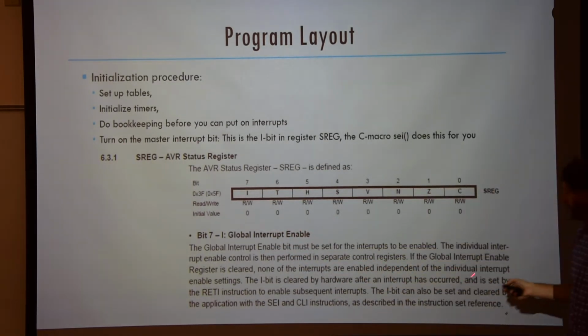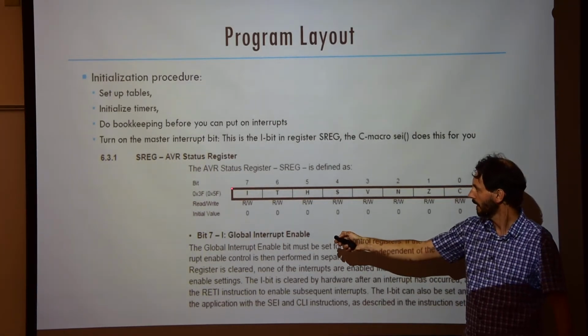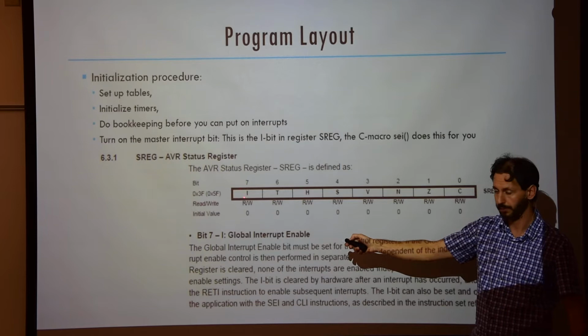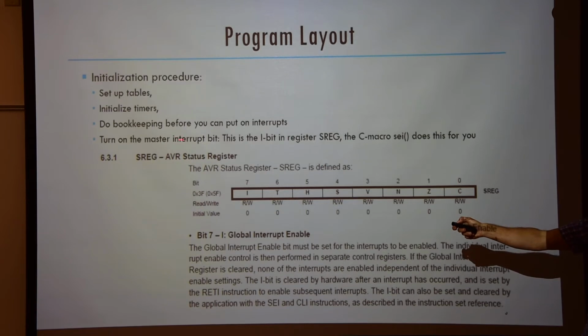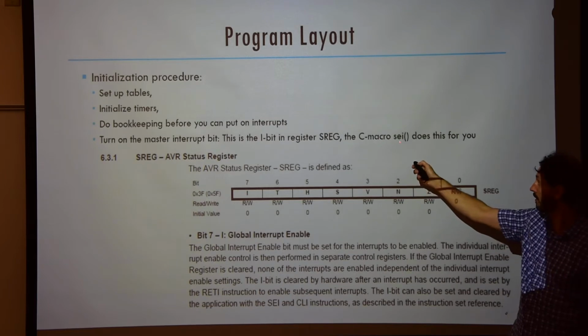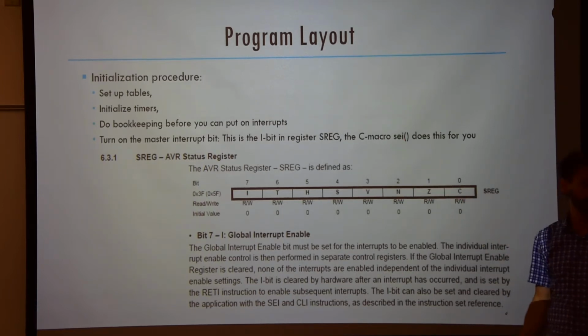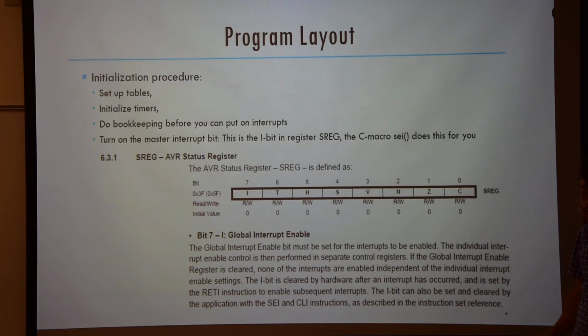That's depicted in the datasheet as this particular register. There's an SREG register, and if you set the bit that corresponds to the 7th position, you enable all the interrupts for which you have created an interrupt service routine. There's a C macro called SEI, which we will be using to do this, rather than writing it ourselves. We could do that as well, but there's already a macro defined for this. So that's the global interrupt enable.